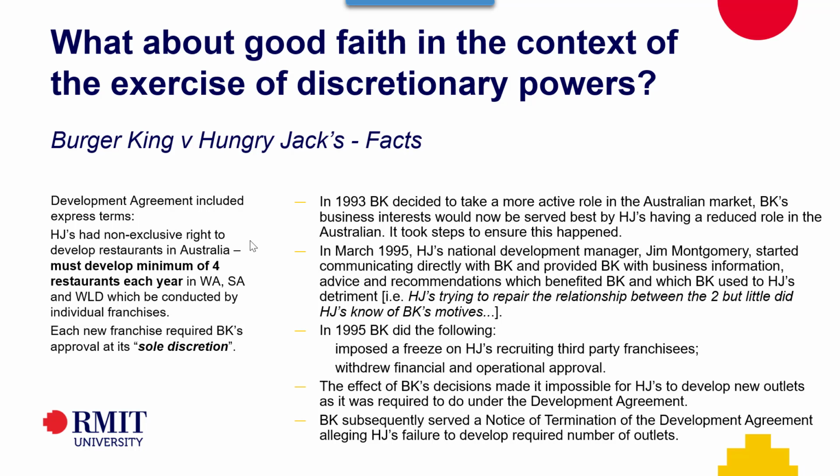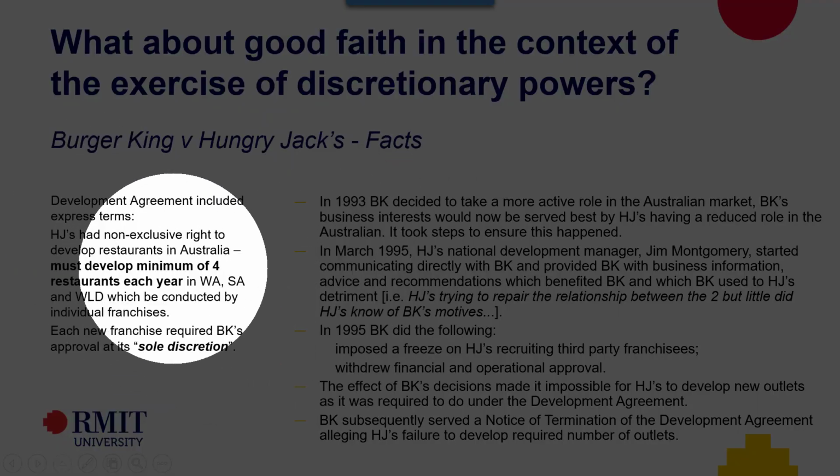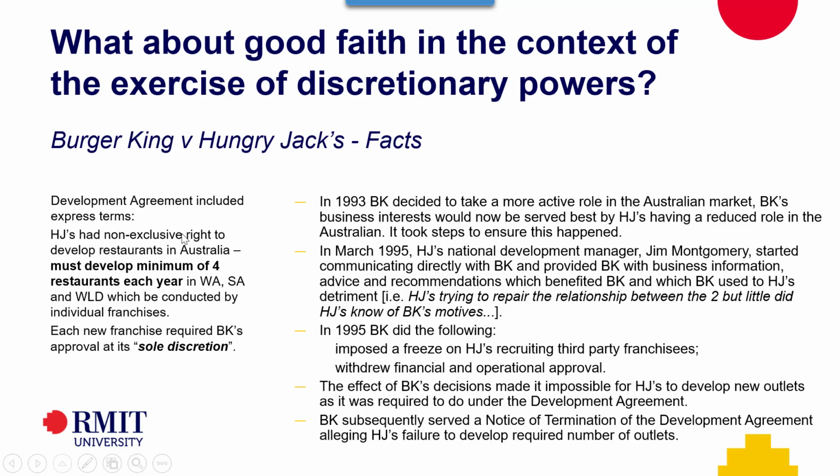So Burger King imposes a freeze on Hungry Jack's recruiting from third-party franchisees. They're just not going to approve anybody. And they withdrew some financial and operational approvals. So the effect of the decisions made it impossible for Hungry Jack's to develop new outlets, which it was required to do under the development agreement. Remember, they've got to develop a minimum of 4 restaurants each year.